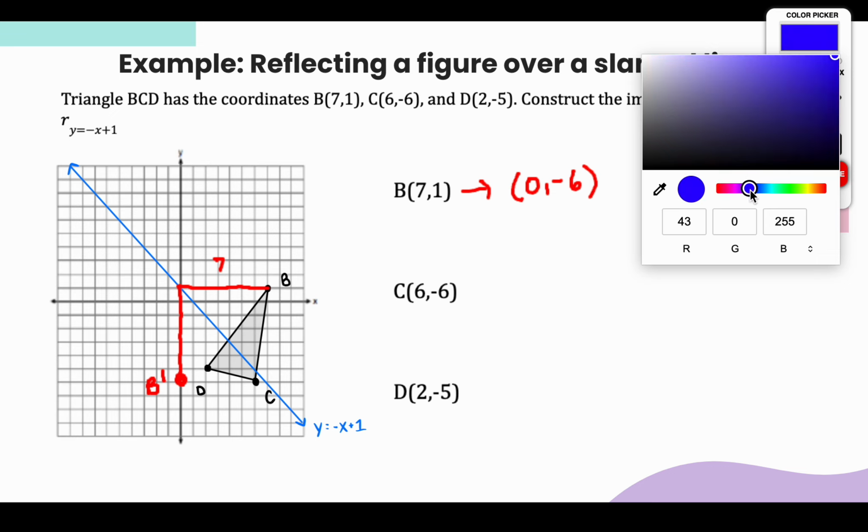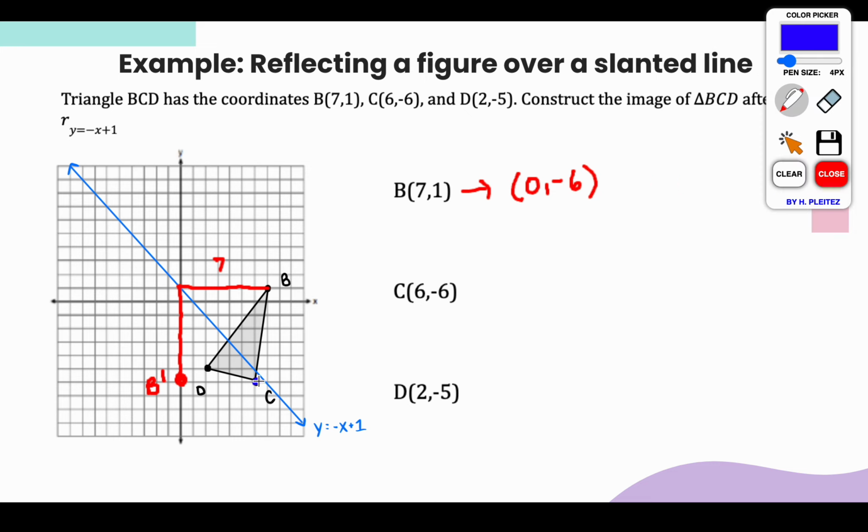Now, we need to do the same thing for point C. Now for point C, it's a little bit different because now we need to count right to our line of reflection, and then we're going to count up. So that's only actually 1 and 1. So point C prime is going to end up right there, and that is going to be (7, -5). So C prime is (7, -5).